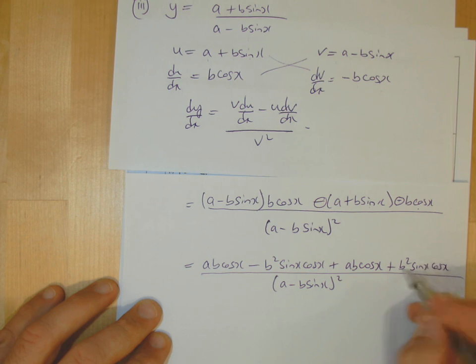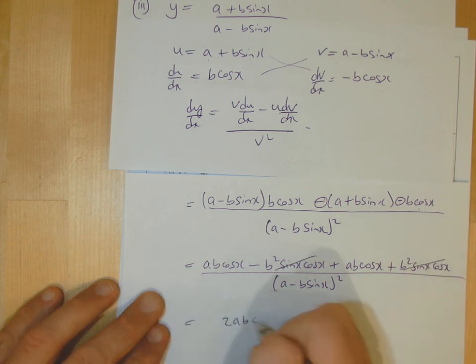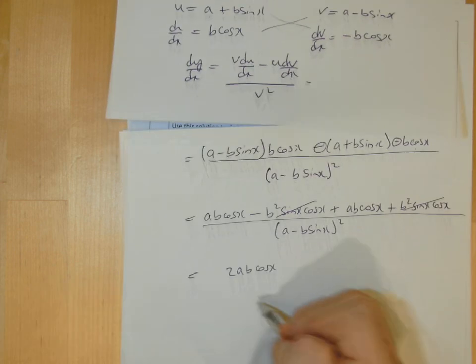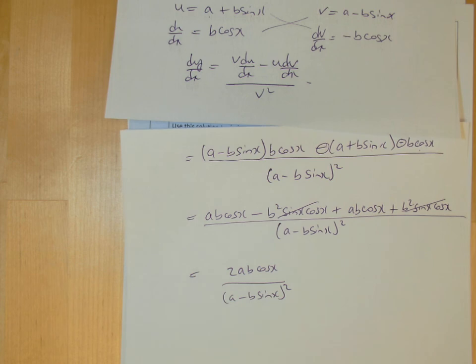Now what's great is this cancels with this, and we end up on the top then having 2ab cos x. Okay, 2ab cos x over then a minus b sine x all squared, and it's job done.